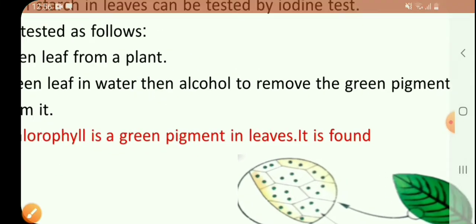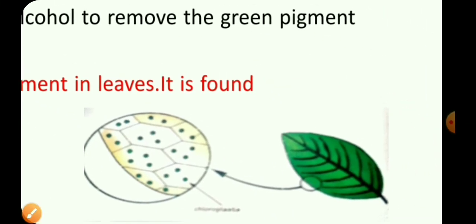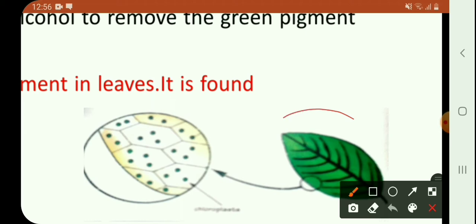خلينا نشوف هيدي الصورة. هيدي ليف. إذا أخدنا بيس من هيدي الليف، قطعة من هيدي الليف الجرين ليف، شفناها under the microscope، منلاحظ عنا green pigments. هودي النقط الخضراء بقلب الليفز.